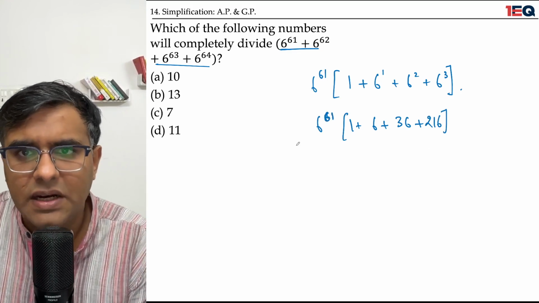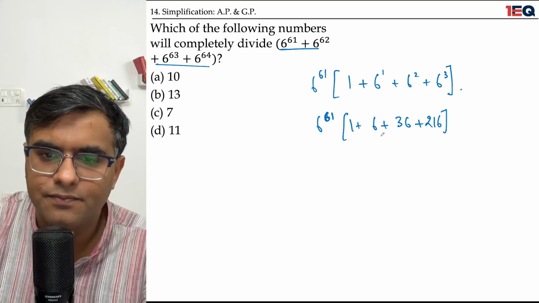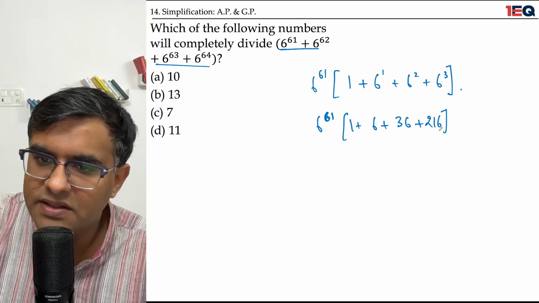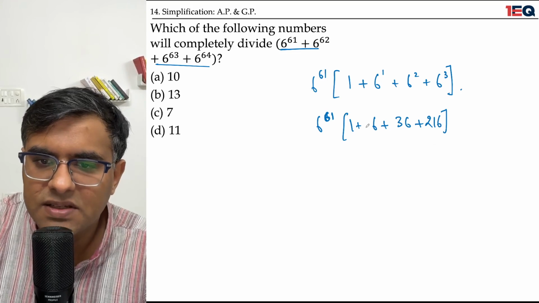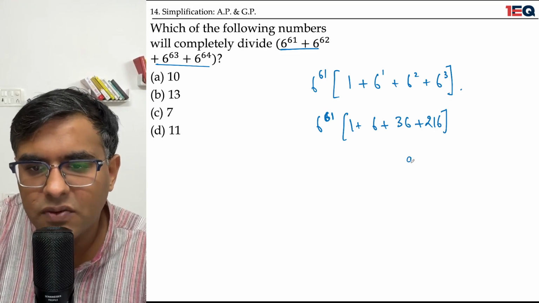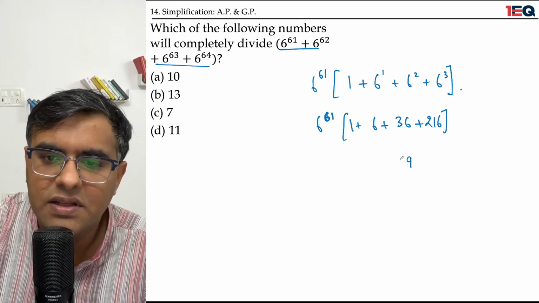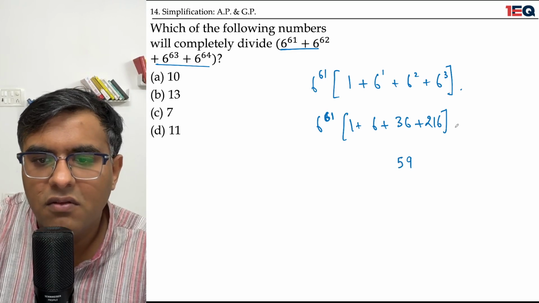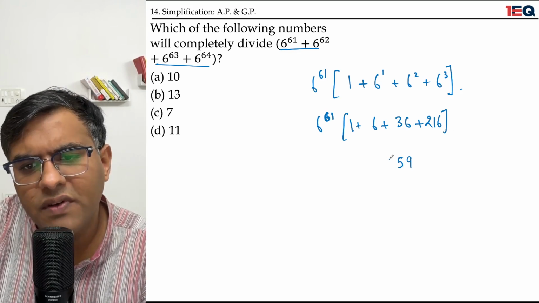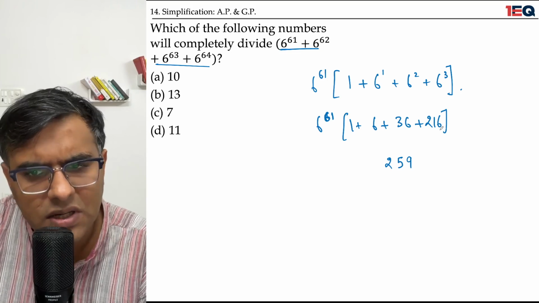6 raised to the power 61, and this entire equation is in our hands. 1 plus 6 plus 36 plus 216. 6 plus 6 plus 6 is 18, and there is 1, 19. 1, 2, 2 plus 3, 5, and that's 5. 5, then another 2. 259 is my supposed answer.